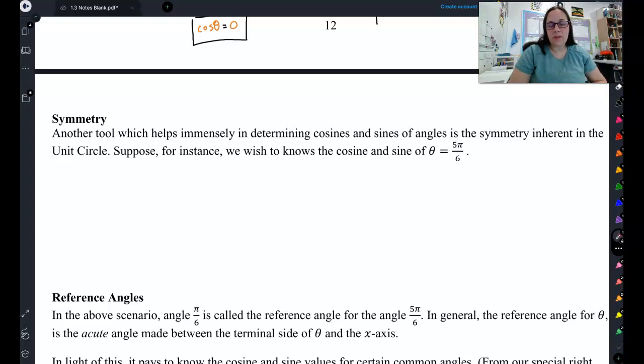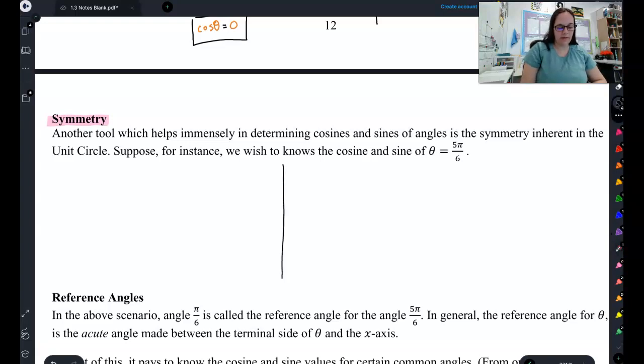Another tool that's going to help us a lot when we're talking about this unit circle business is symmetry. Now let's talk about the power of symmetry in the unit circle. This time we know our angle is 5 pi 6. So we're going to start by graphing that.